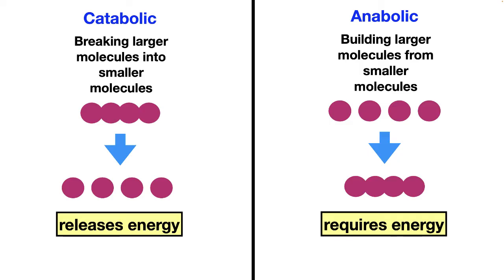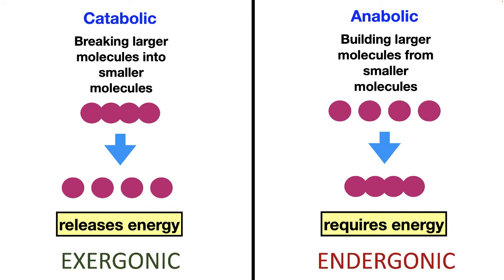We're going to start using the words exergonic and endergonic to capture this concept of energy being either released or required. Exergonic reactions are those in which energy is released, so catabolic reactions are also exergonic. Endergonic reactions are those in which energy is required for the reaction to proceed. So anabolic reactions are also endergonic. If you're having trouble keeping the words straight, think exergonic, energy is exiting, and for endergonic, energy is entering.